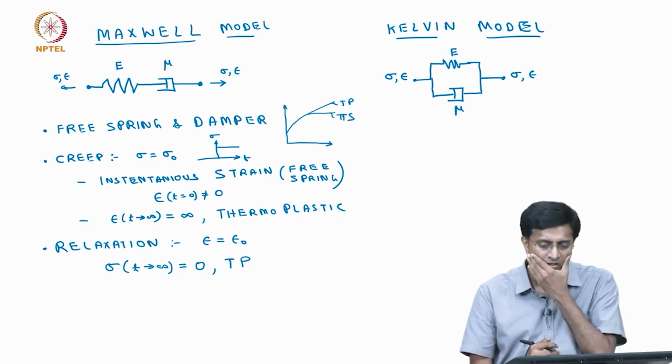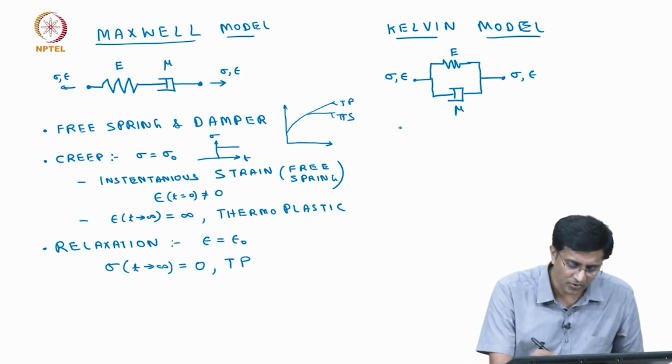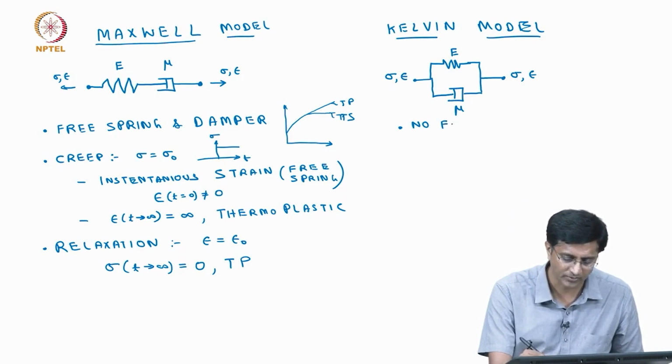Okay. Now, let us move into the Kelvin model. In the Kelvin model, we first notice that there is no free spring or damper.